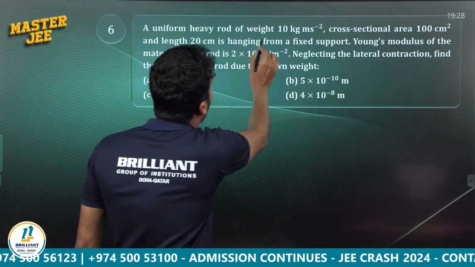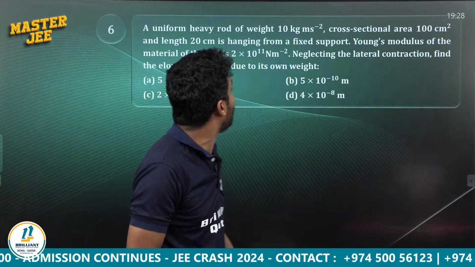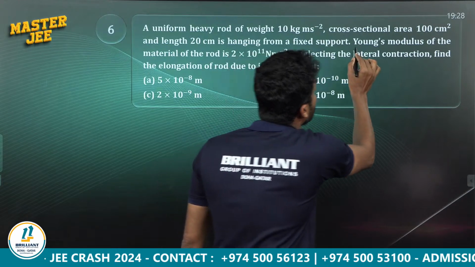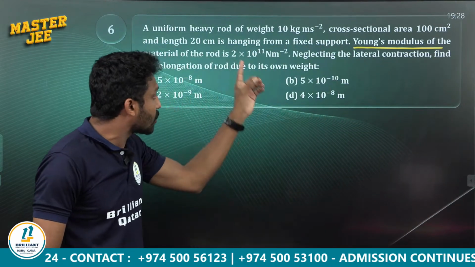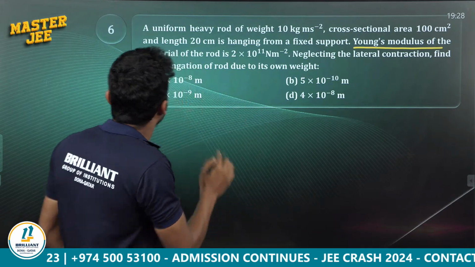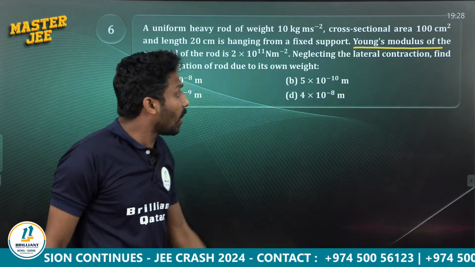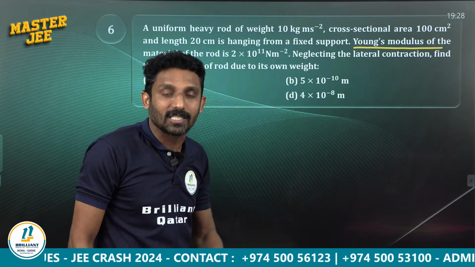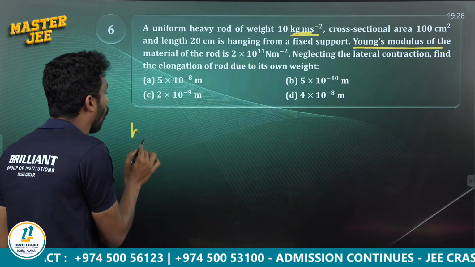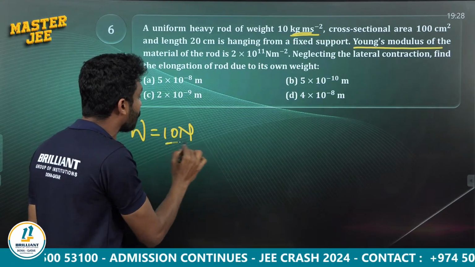A uniform heavy rod of weight 10 kilogram meter per second square, having cross-sectional area 100 centimeter square and length 20 centimeter, is hanging from a fixed support. Young's modulus of the material. This question is coming from the chapter Mechanical Properties of Solids. An important question. What is this quantity? Kilogram meter per second square is Newton. So the weight of the body is 10 Newton. Understood?